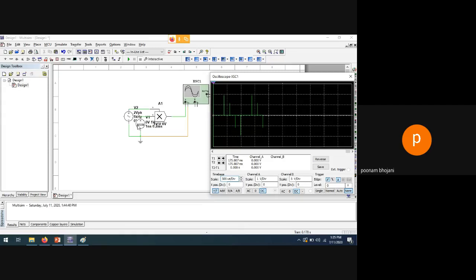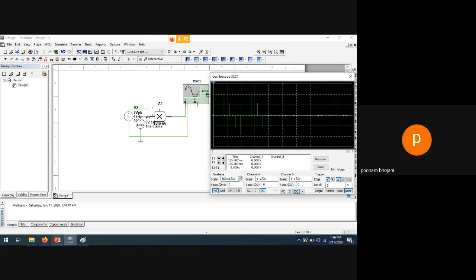So what should this frequency be? This frequency must be greater than or equal to 2 kilohertz, right? This is the minimum frequency you should have, that is 2 kilohertz. You can keep it 3 kilohertz, but you should not keep it less than 2 kilohertz. So 2 kilohertz is the minimum frequency you have to keep here, so that you can get proper reconstruction at the receiver side. That is known as the sampling theorem or Nyquist rate.